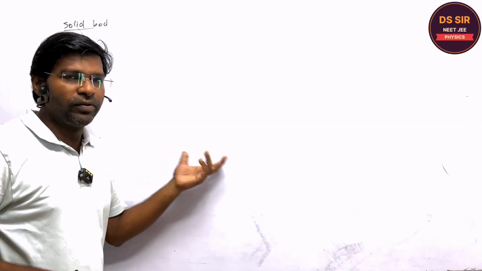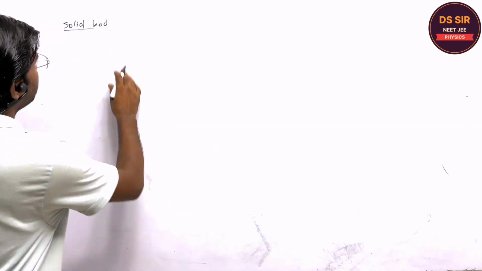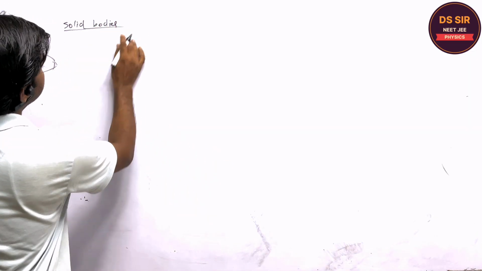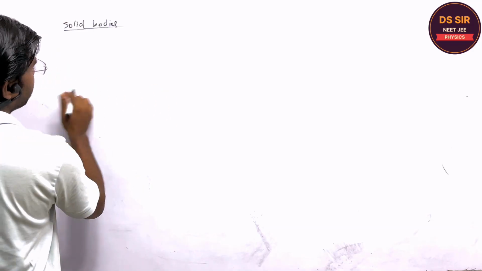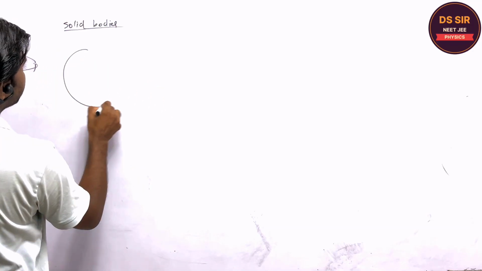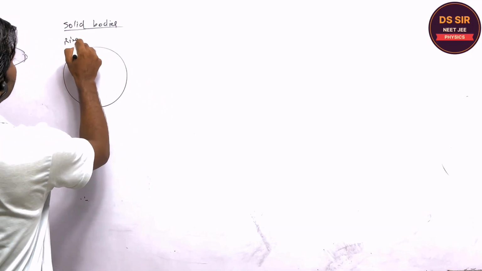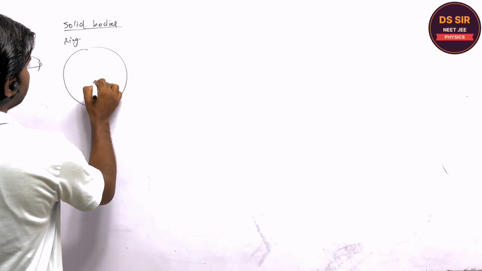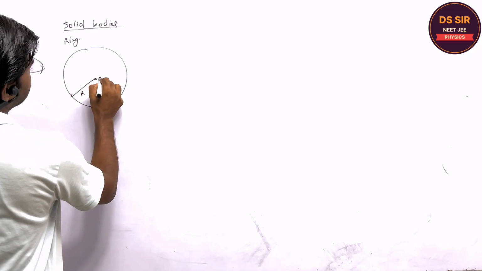Okay, so we will continue with solid bodies, center of mass. For example, listen to one thing. Suppose this is a ring, right? So where is the center of mass of this ring? Can you tell me? The ring of radius r, yes, at the center.